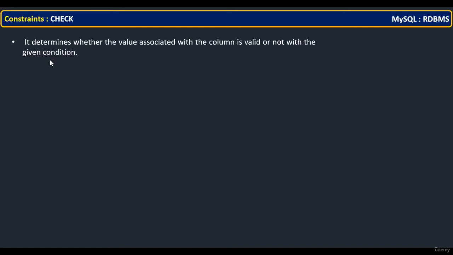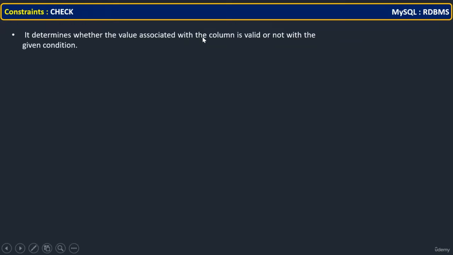Only if the condition is true will that particular value be inserted under the column where you mention the check constraint. Otherwise it is not going to insert, it is going to raise an error. So that is what it does: it determines whether the value associated with the column is valid or not, with the given condition.